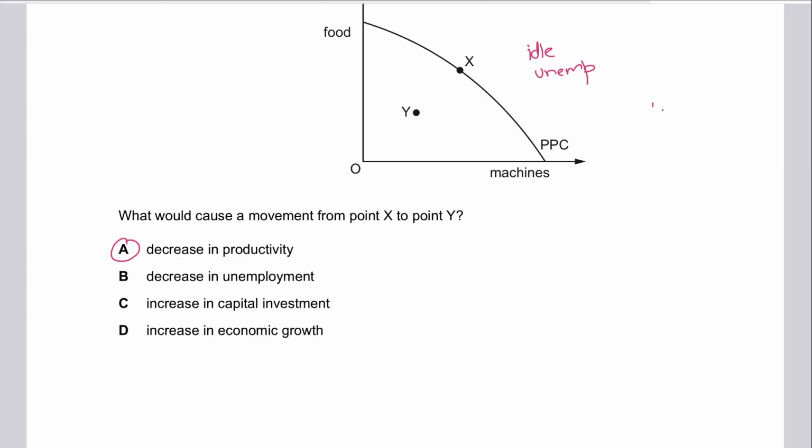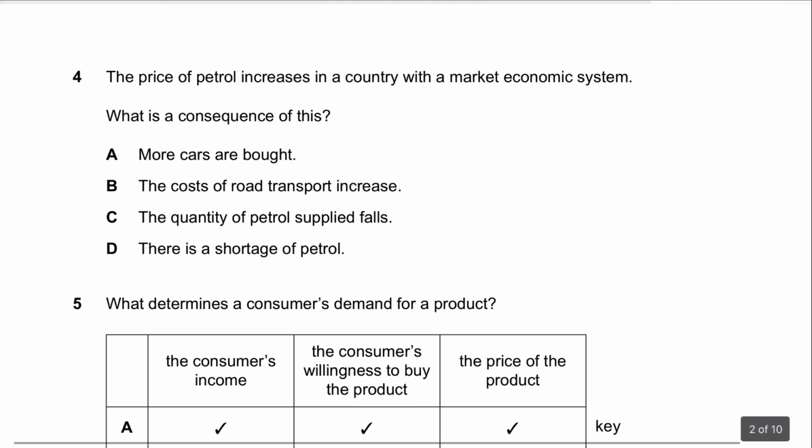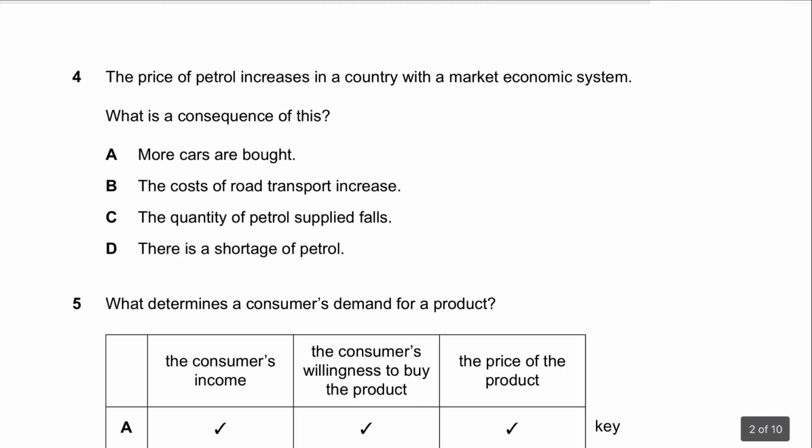So question number 4 says the price of petrol increases in a market economic system. What is a consequence of this? Option A is wrong because higher petrol prices make running cars more expensive, so demand for cars is likely to fall, not rise. So option A is incorrect.